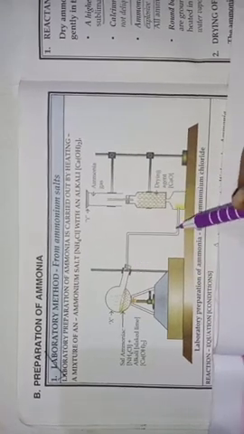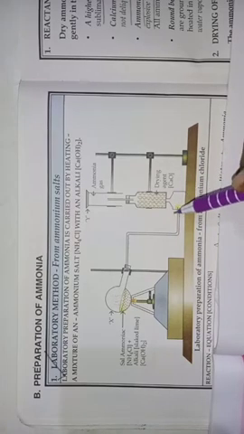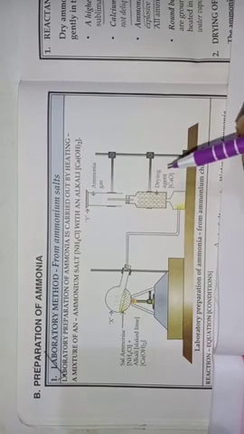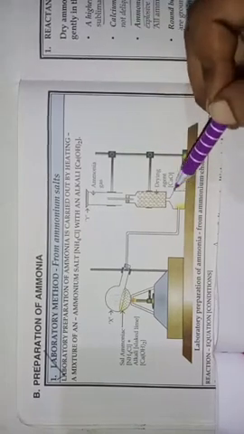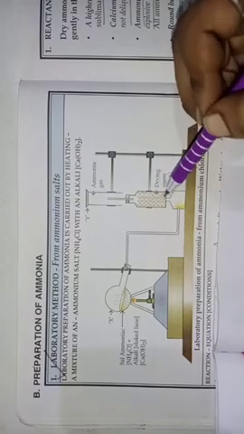Children, the gas which is being produced is collected below here. It is collected by upward displacement of air. We cannot collect it over water because it is highly soluble. Now this gas may be moist, so to make the gas dry, there is a further arrangement.